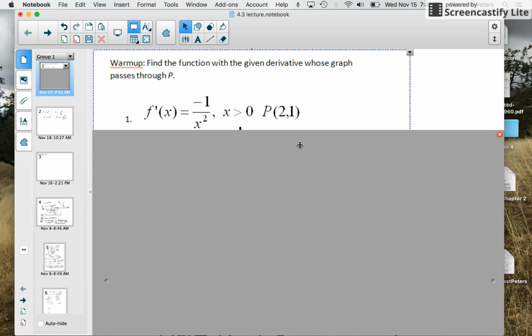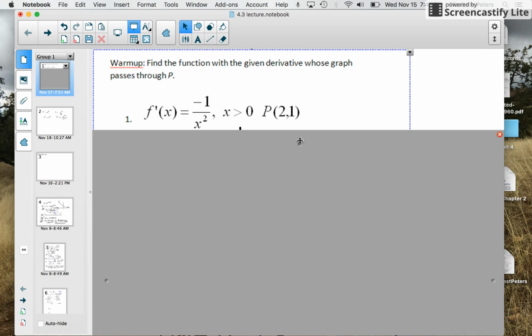First thing we're going to do is the warm-up, which is find the function with the given derivative whose graph passes through P. So we've got this derivative, f prime of x equals negative 1x squared. And we want to know what function creates this derivative that passes through the point 2, 1. So quickly, I want you to think about why do we have to specify a point that this function passes through? Why do we have to tell it exactly where it goes through? Think about that real quick.